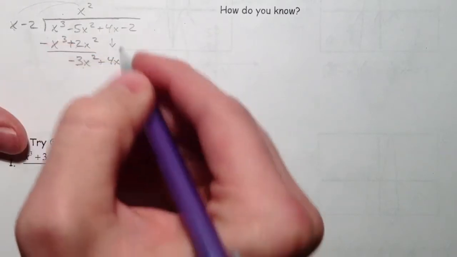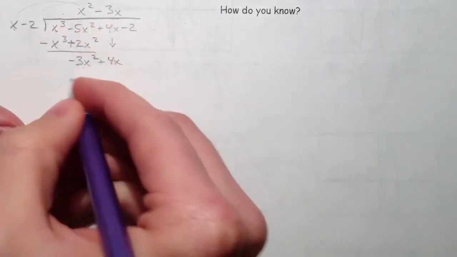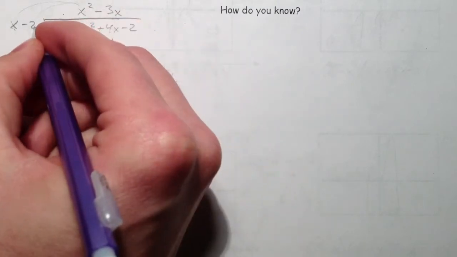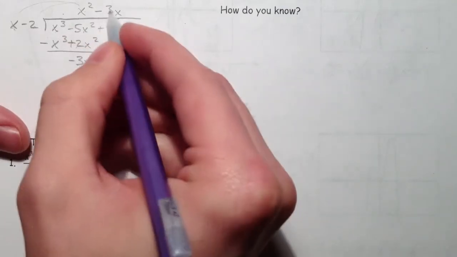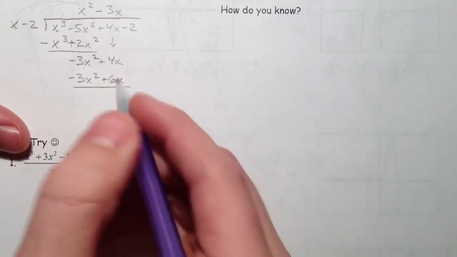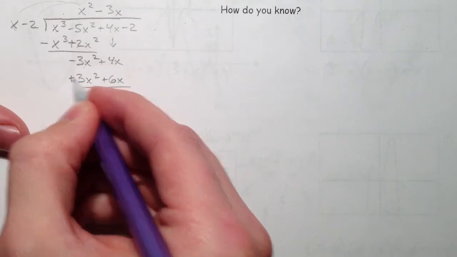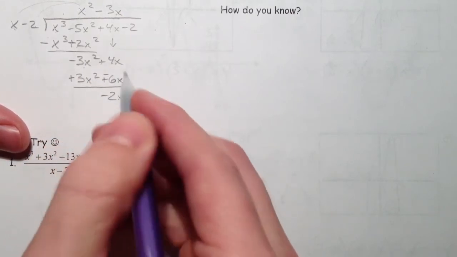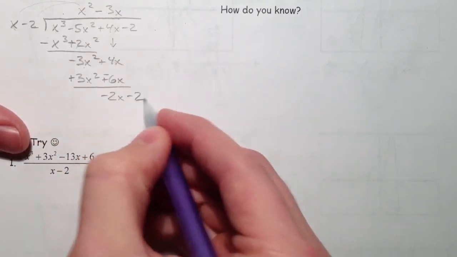Negative 3x squared divided by x is minus 3x. Minus 3x times x is minus 3x squared, minus 3x times negative 2. So after we divide, we say, okay, well, how does it fit evenly? Negative 3 times negative 2 is positive 6x. And I subtract now. So minus a negative plus minus. I subtract. And so again, what we're doing is we're subtracting, but instead of subtracting, we're kind of adding a negative. Drop down the negative 2.